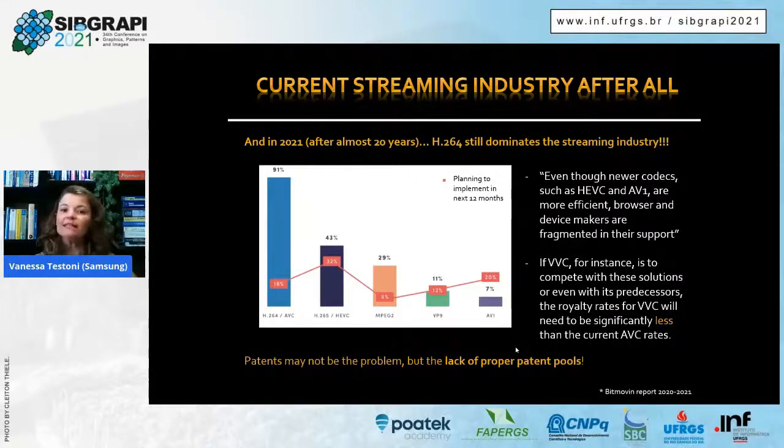So this is the situation so far, but what is expected is that with 5G, we will finally have all of those immersive scenarios, devices, everything else, and H.264 is not able to support it. So the industry expects that this scenario will change soon with the arrival of those immersive content.